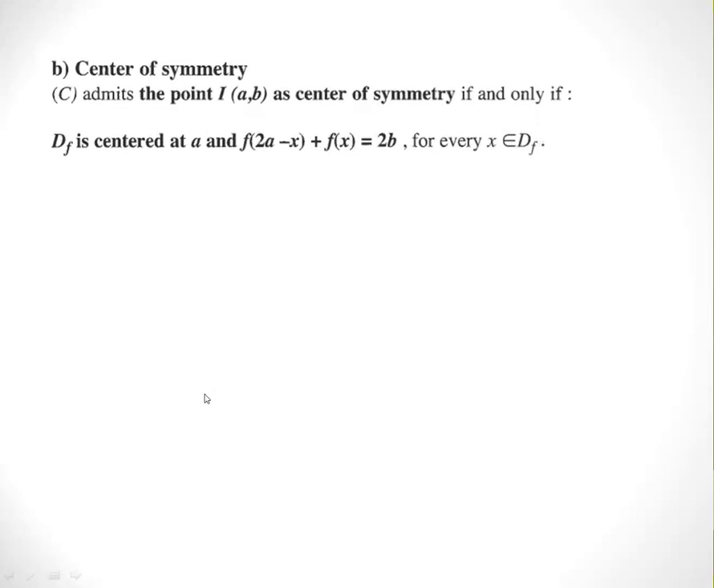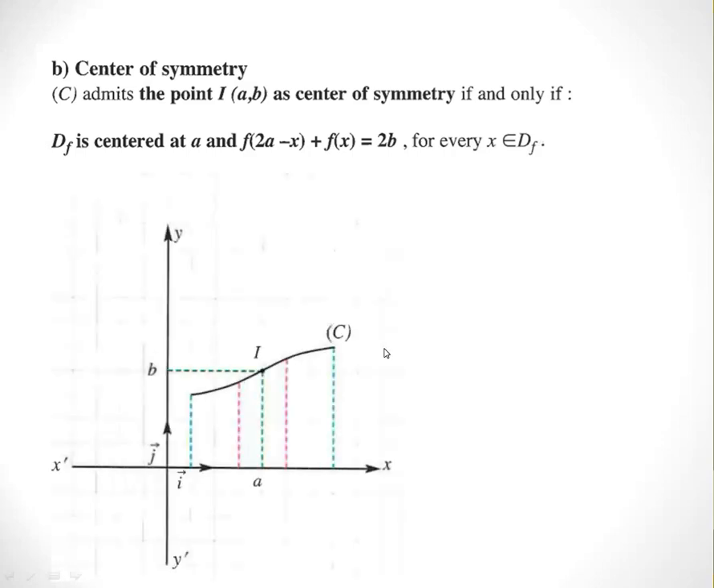To prove that the point I(a,b) is a center of symmetry, if and only if the domain of definition is centered at a and f of 2a minus x plus f of x equals 2b, and we may also find it by calculations. In that case, I is the center of symmetry, it would be like that. That's everything. Thank you.